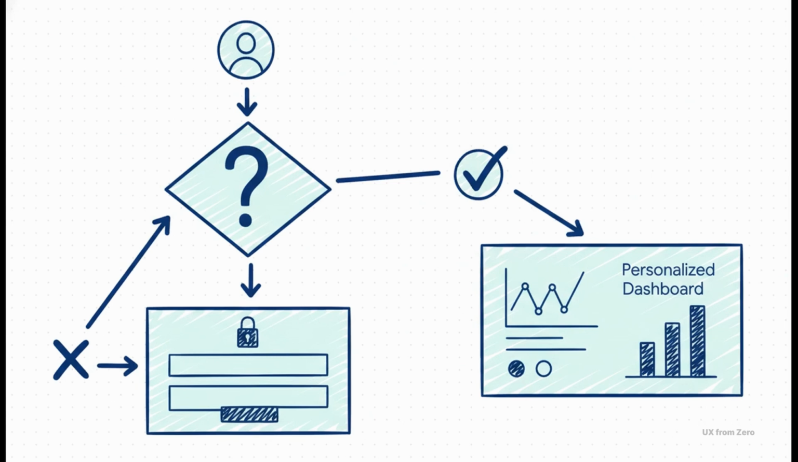For example, think about it like this. The app asks a simple question. Hey, is this person logged in? That one question creates a fork in the road. If the answer is yes, you go one way, to your personalized dashboard. If it's no, you're sent down a completely different path to the login screen. A user flow beautifully captures both of those possibilities.